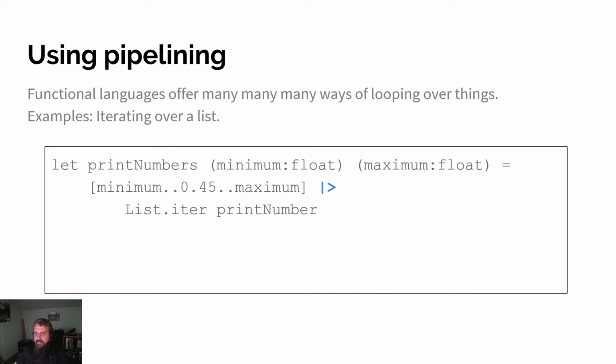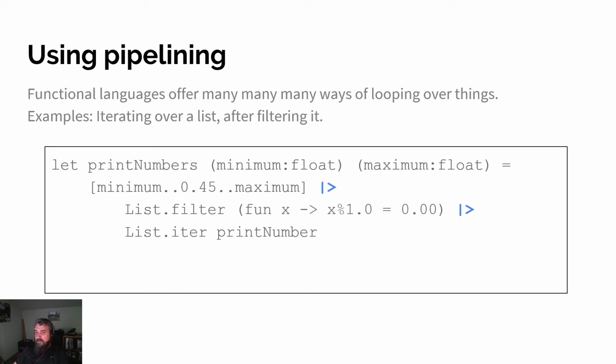So it just says take the item on the left of the pipeline and pass it to the last one on the right. And you can continue those on and keep it going. So I'm going to give that list, and I'm going to filter it. In this particular case, that filter also shows you a lambda function that says I'm going to filter anything that is evenly divisible by 1, which is probably quite a few less if you're stepping through by adding 0.45 between two floated values.